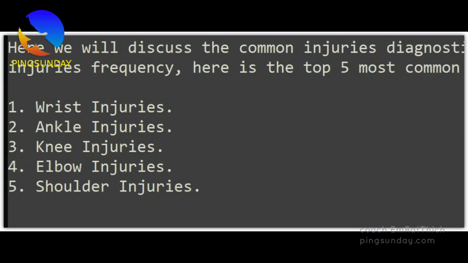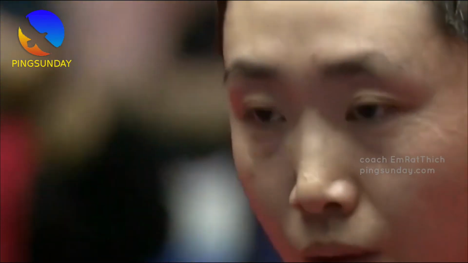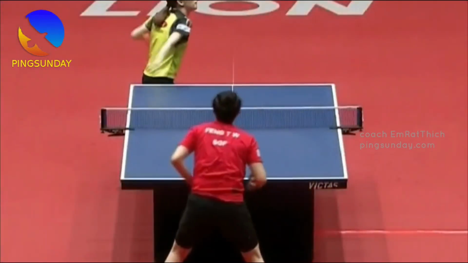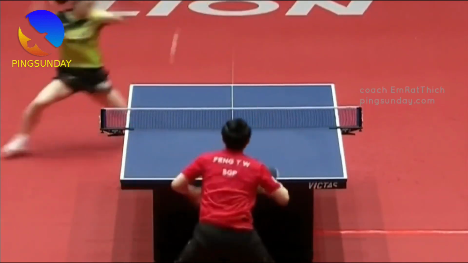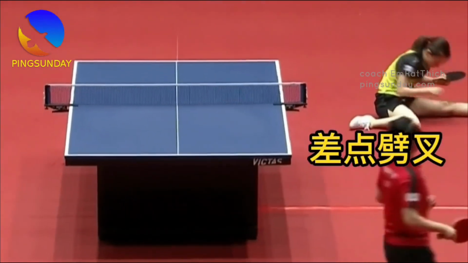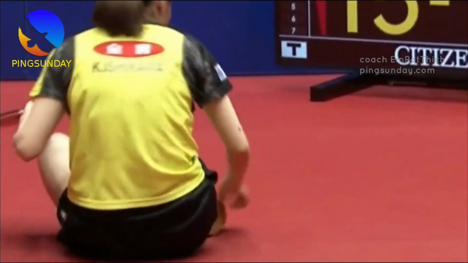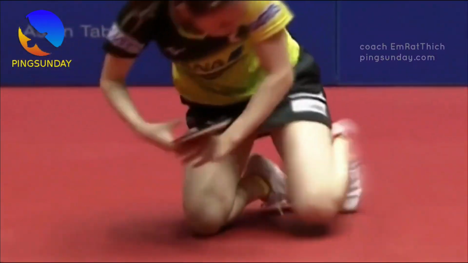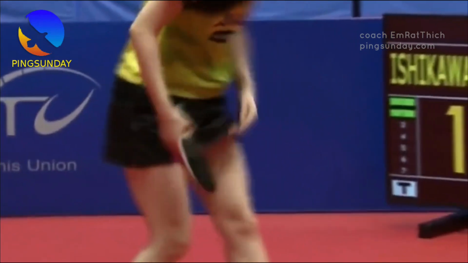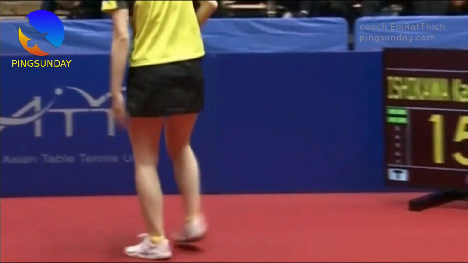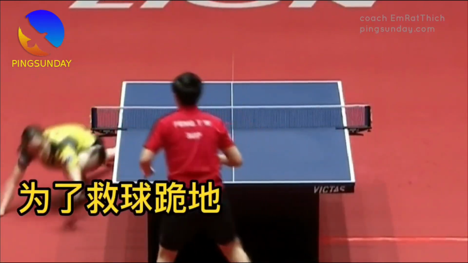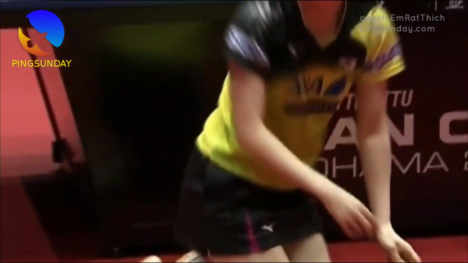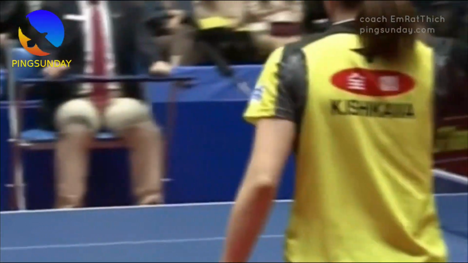In table tennis, we can divide the injuries by their position on the body. Therefore, we have injuries on the upper part and on the lower part. Injuries of the upper part are the most frequent because of overused muscles. Due to the complex anatomy and biomechanical properties of table tennis shots, it's very hard to understand the interaction between several muscle groups. Upper part injuries: wrist, elbow, and shoulder. Lower part injuries: ankle, knee. Here we will discuss the common injuries, diagnostic and treatment methods.